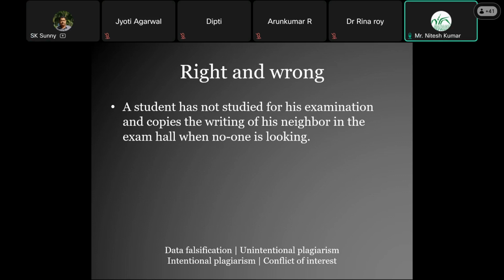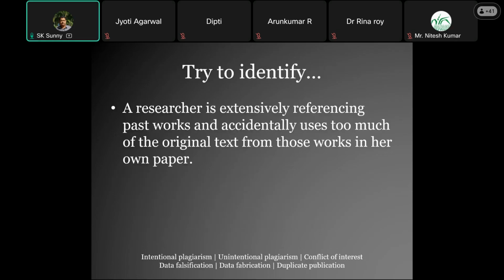So this is a student who has not studied for his examination and copies the writing of his neighbor in the exam hall when no one is looking. So is it right thing or wrong thing to do? Okay, so with these 2-3 examples, I wanted to make the point that we all know what is right or wrong morally in our life, whether we should do or should not do. We have the understanding to decide if it is right thing to do or wrong thing to do. So here I wanted to say that plagiarism is wrong thing to do. That's it. And what is plagiarism? We will learn gradually. So let me skip this practice because nobody is participating.